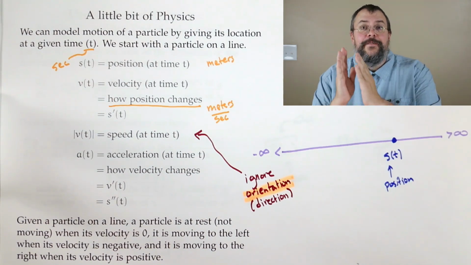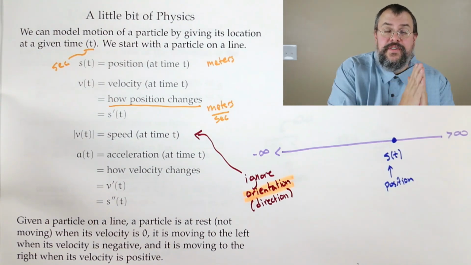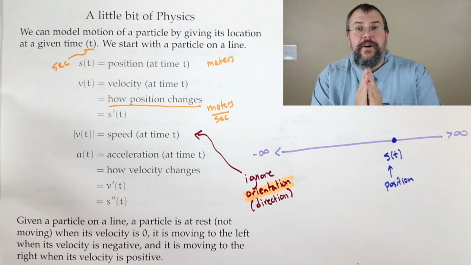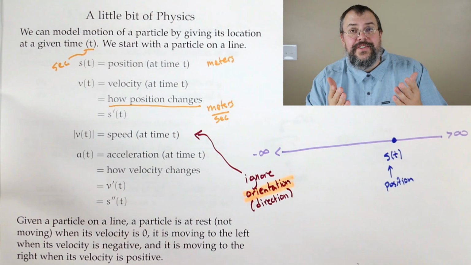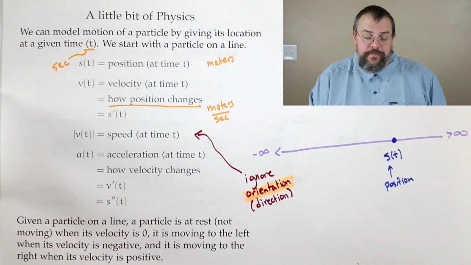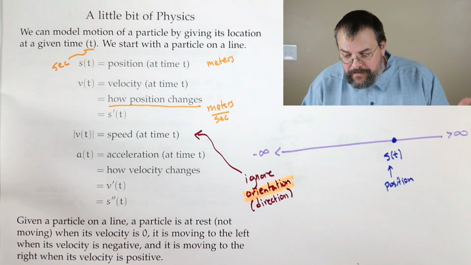Now, if velocity is how position changes, we can now ask the question, how does velocity change? And that has a particular name. That's called acceleration.